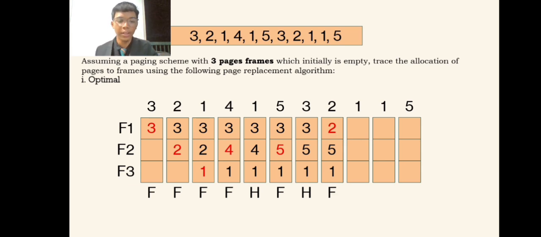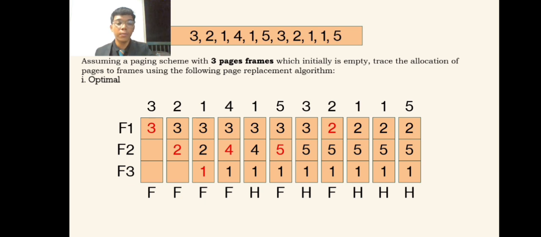And then the next row, number 1 is still available, so there is no number that needs to be changed. Same goes for the next row. Number 1 is still available, so there's no need for a change. Same goes for the last row. 5 is still available, so there are no numbers to be changed. So the last 3 rows have no page fault.